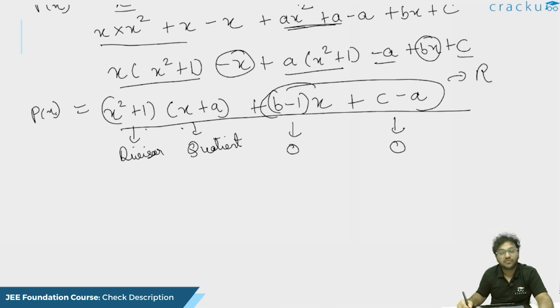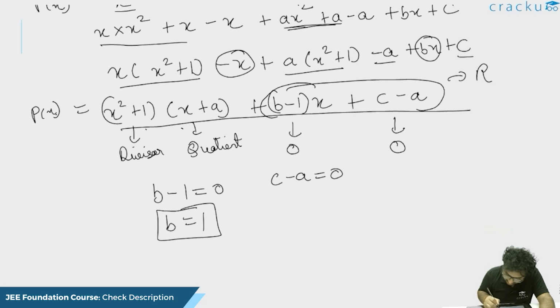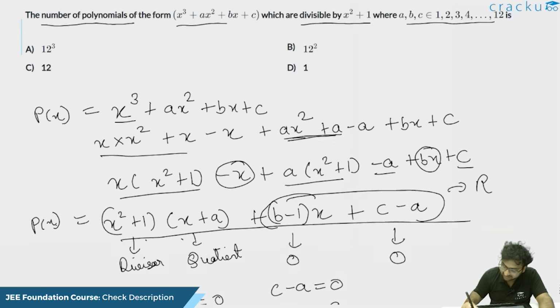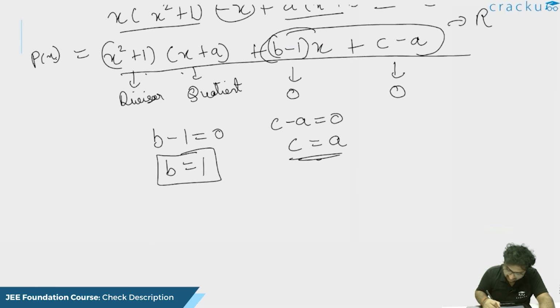Okay, so we can say that b minus 1 is equal to 0. So we get b is equal to 1. This is a fixed number. Okay, and c minus a is equal to 0. So we get c is equal to a. Now what values can a take? It is given that a, b, c belong to 1, 2, 3, 4 up till 12. Therefore a can be 1, 2 or 3 or 4 up till 12.